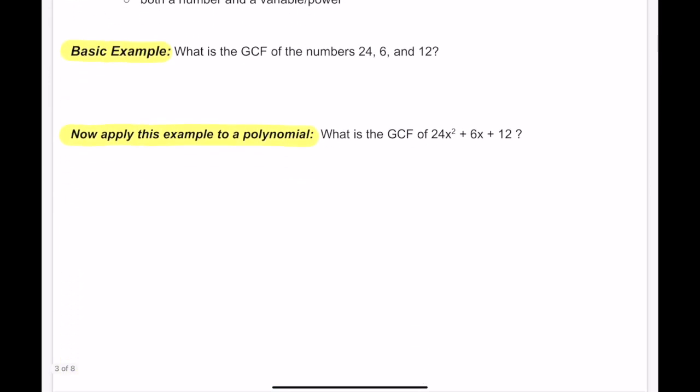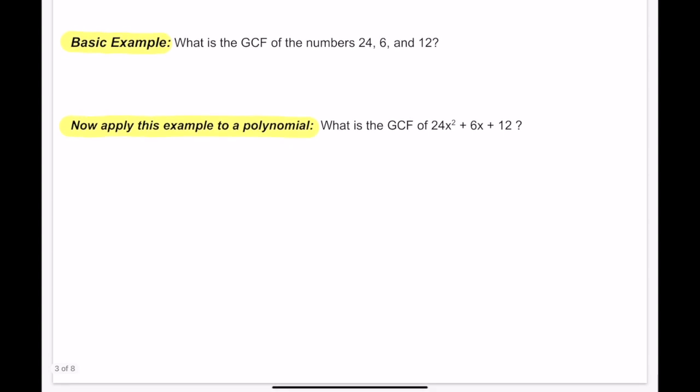So let's look at just a basic example. What is the greatest common factor of 24, 6, and 12? Well, what is the largest number that will divide each of those evenly? Well, if you're looking at these, you think, oh, well, each one is divisible by 2. 24 divided by 2, 6 divided by 2, and 12 divided by 2 all result in whole numbers. But 2 is not the largest number that will divide them. So it's not the GCF, even though 2 is a factor.